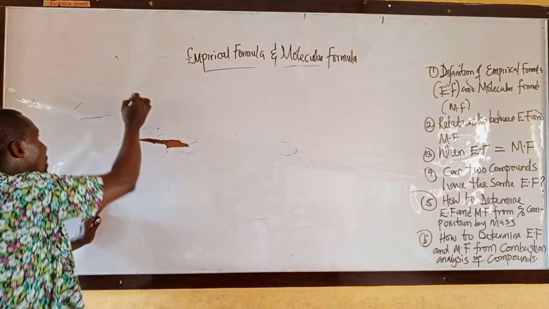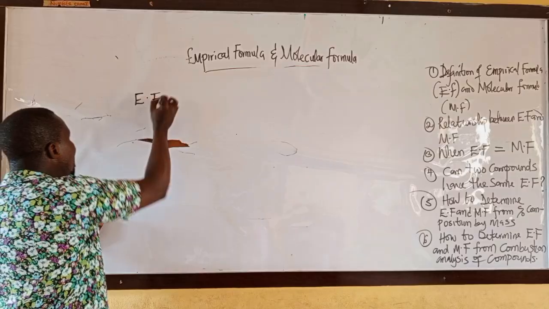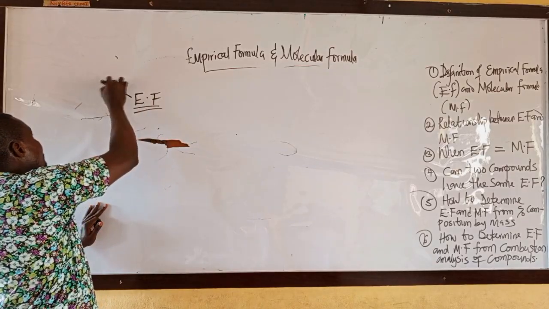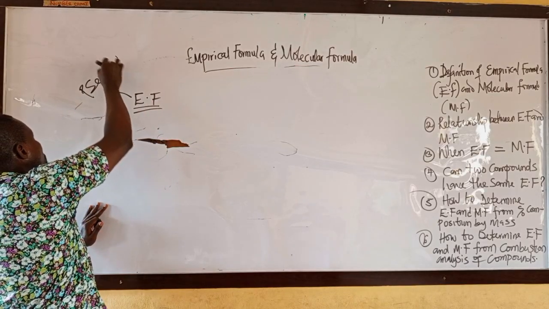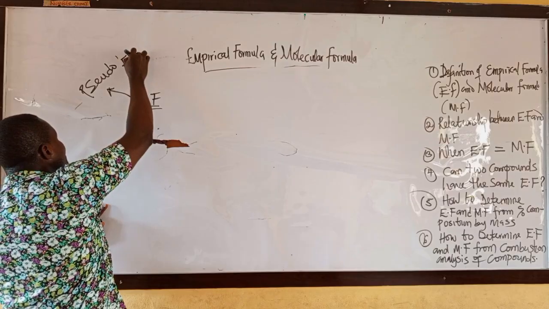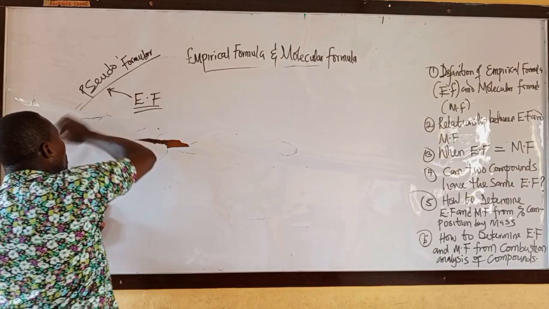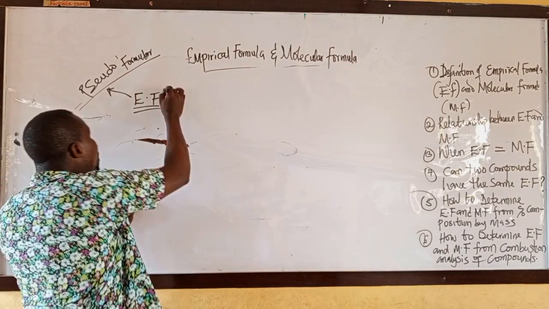Definition of empirical formula. What is another name for empirical formula? It's known as pseudo formula. Take note. Pseudo formula.